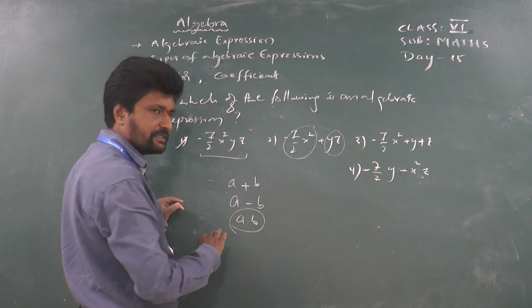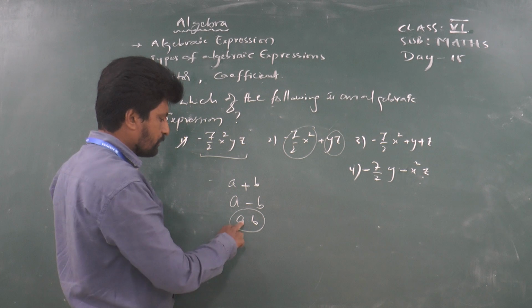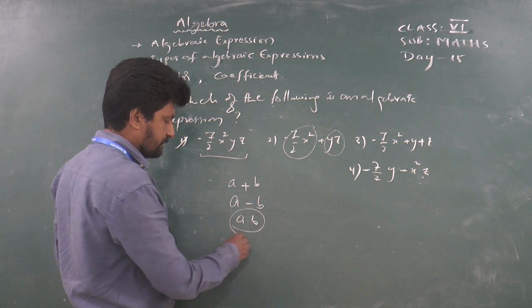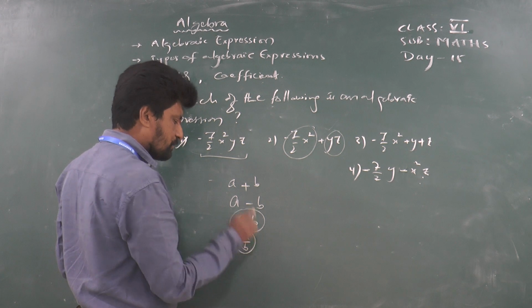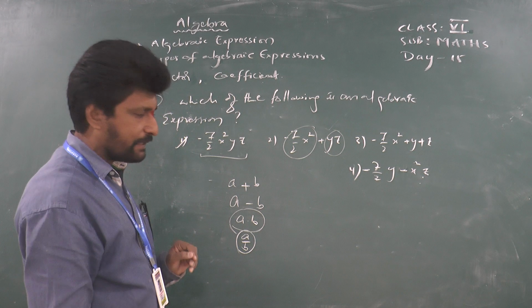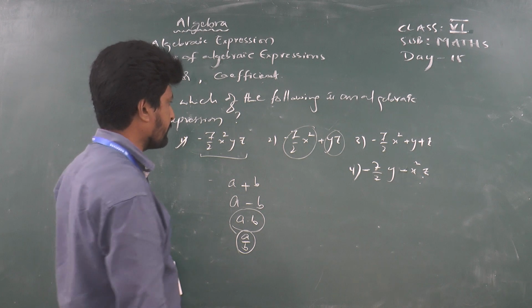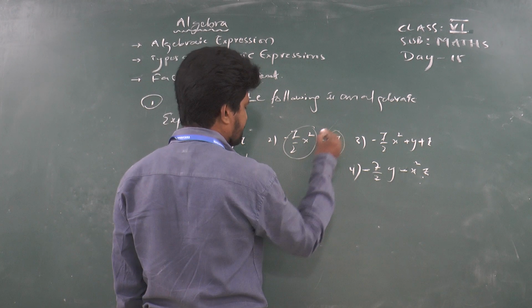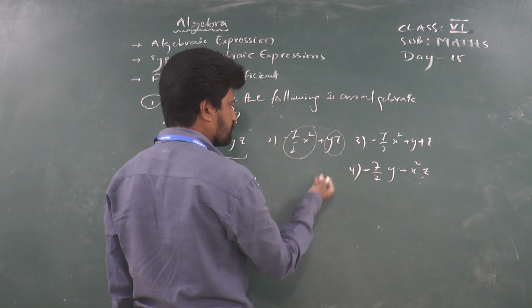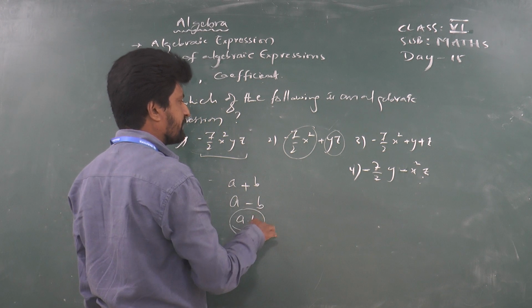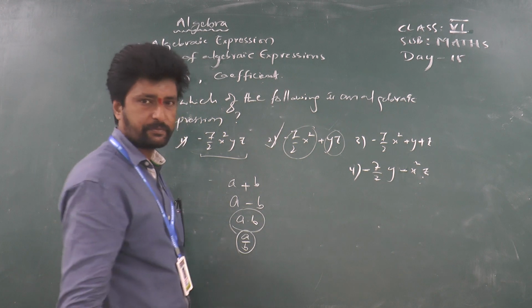But if we see a into b, here only one term. A and b are not separate terms. A into b is one term only, and a by b is also one term only. That means terms are separated by either a plus sign or a minus sign. If you see here, this is one term and this is one term. That means two terms exist. Of course, we call that a binomial. Is it an algebraic expression or not? Yes, this is also an algebraic expression.